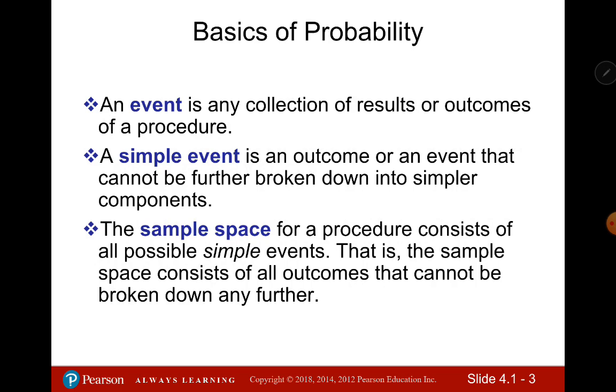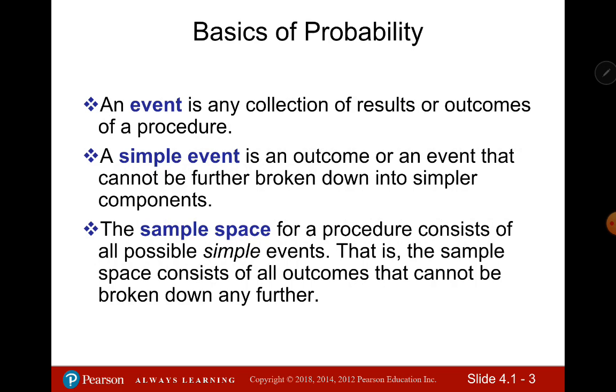The second one is a simple event. First, it is an event, and this event cannot be further broken down. Then we call this event a simple event. The next one will be sample space. Sample space consists of possible simple events. So it's just a set of all simple events.